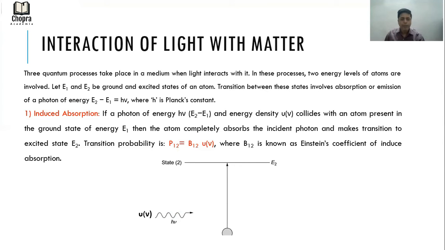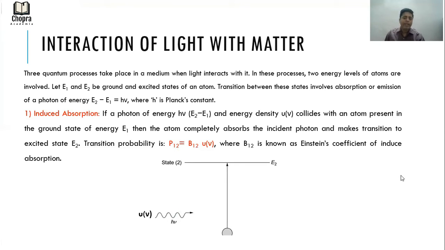Let me start with the first process, which is called induced absorption or stimulated absorption. If a photon of energy h nu, which is E2 minus E1, and energy density U nu collides with an atom present in the ground state of energy E1, then the atom completely absorbs the incident photon. The atom is in energy state E1, the stable state for the atom, absorbs the incident photon and makes a transition to the excited state E2.